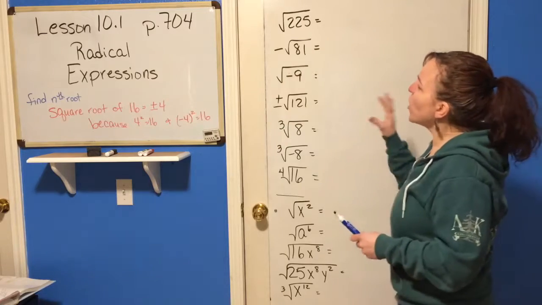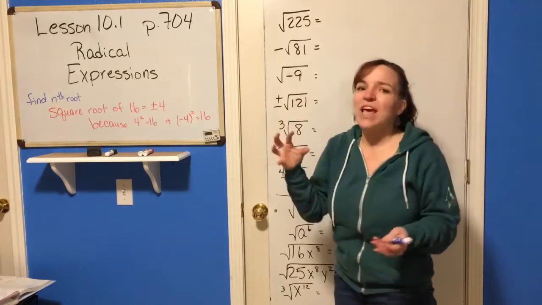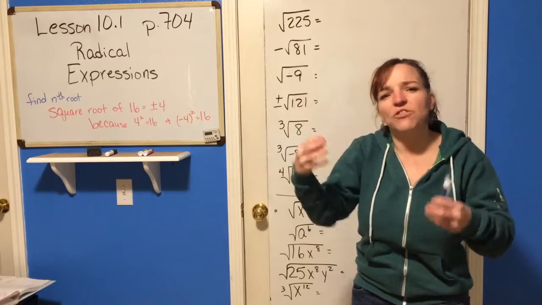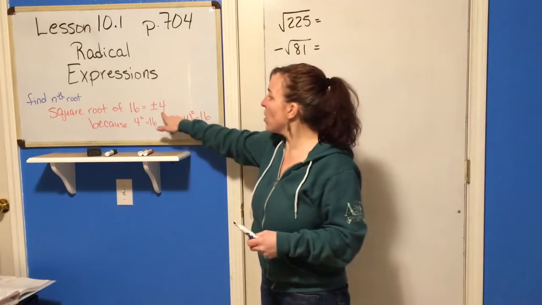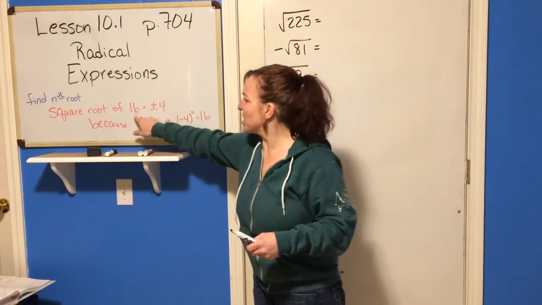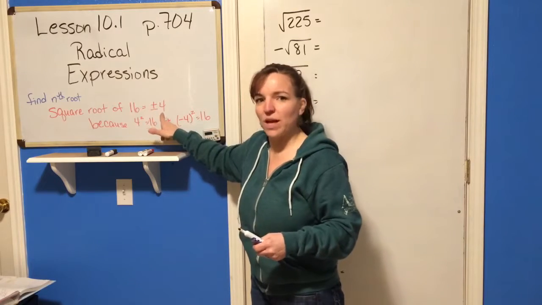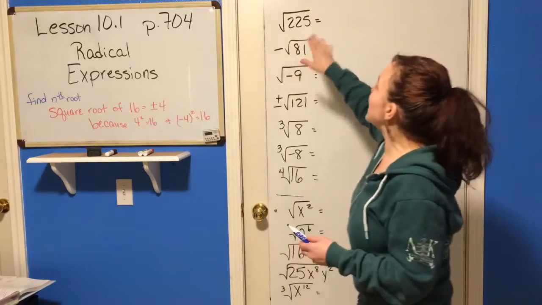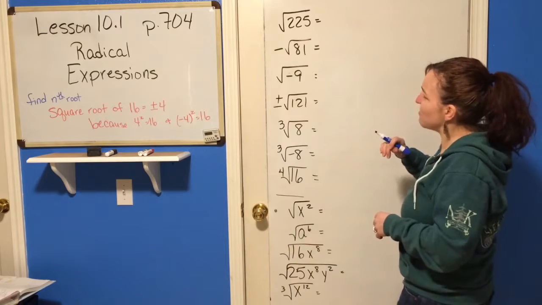So the square root is the number that you take. What number do I take times itself to get this number? And that's where we got the 4. What times itself equals 16? Well, 4 times itself. 4 times 4 is 16. So in this case, what times itself is 225?